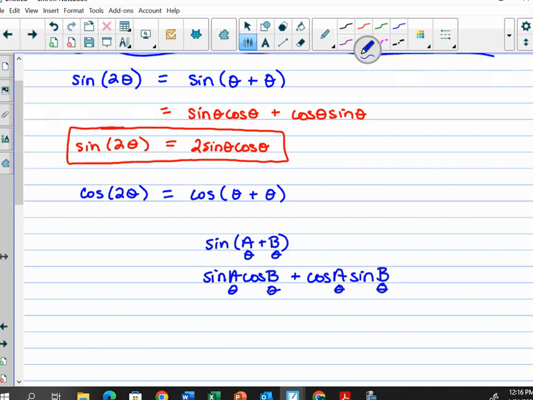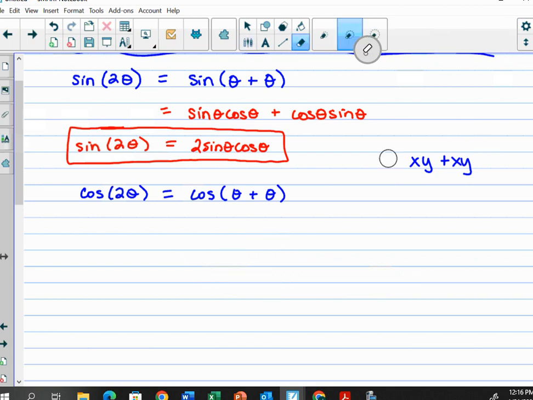James? Would it be 2 times sine? So think if I had xy plus xy. You see it? Yes, that's what we're doing there. It just looks different with sine and cosine. All right. Are we okay, guys? Definitely ask if you're not seeing something. Don't hesitate. All right, so cosine theta plus theta.